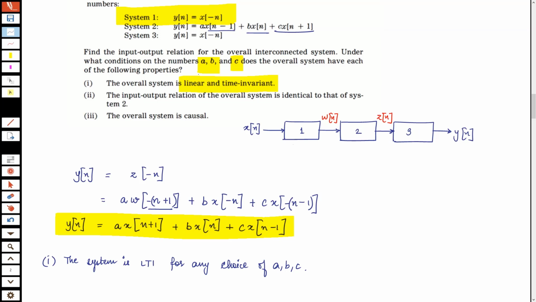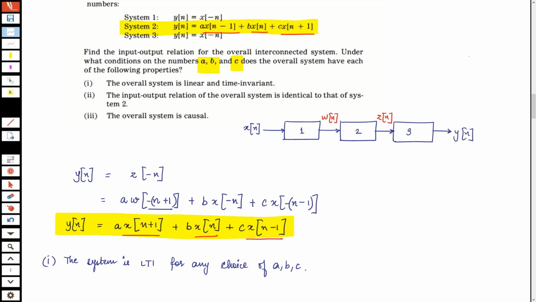The second part asks, what should be the relationship so that the overall system is identical to that of system 2? What was the output of system 2? This, right? So if we compare the outputs of system 2 with the overall output, we notice there are certain similarities. There is some constant times x of n plus 1, some constant times x of n minus 1, and a constant times x[n] in both.